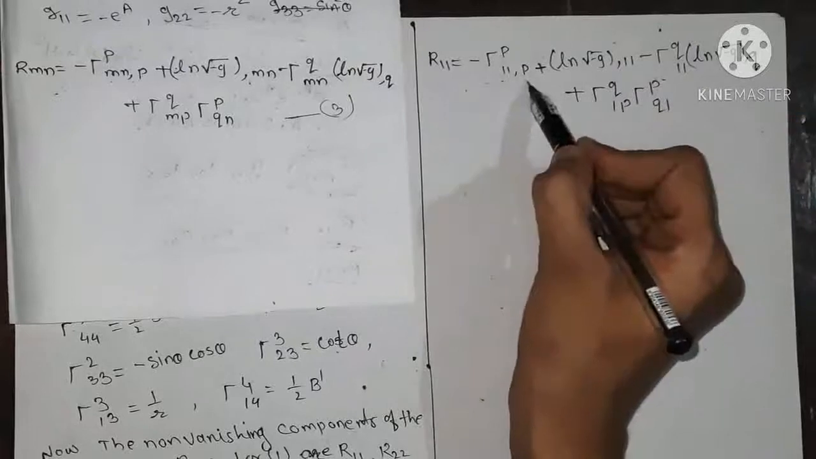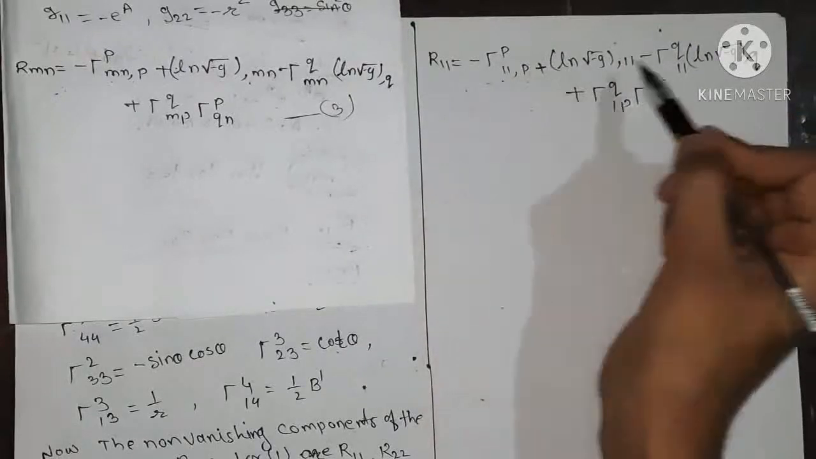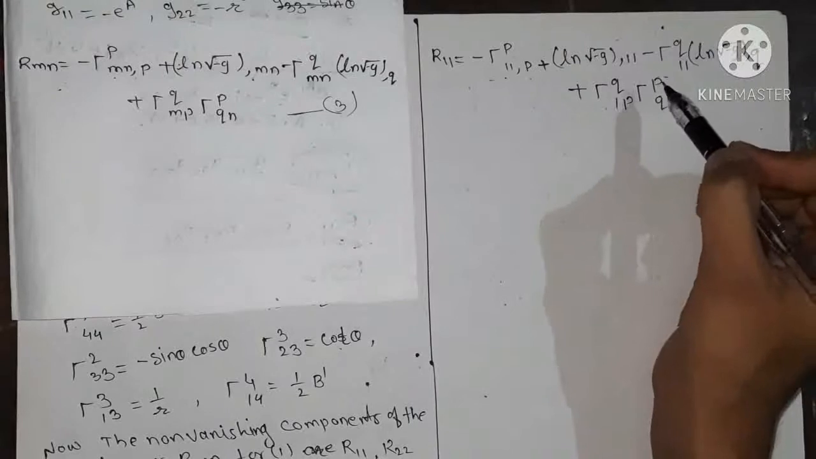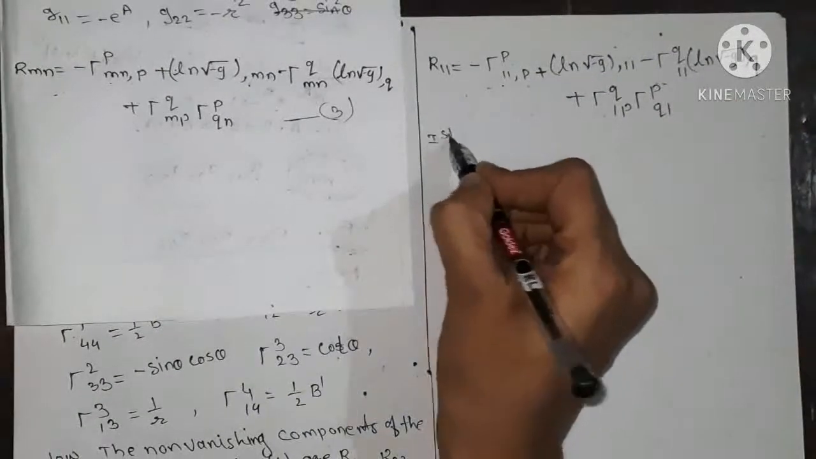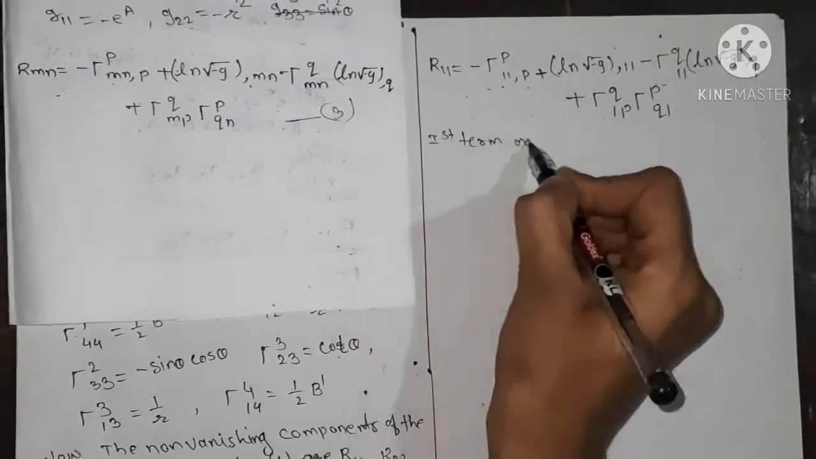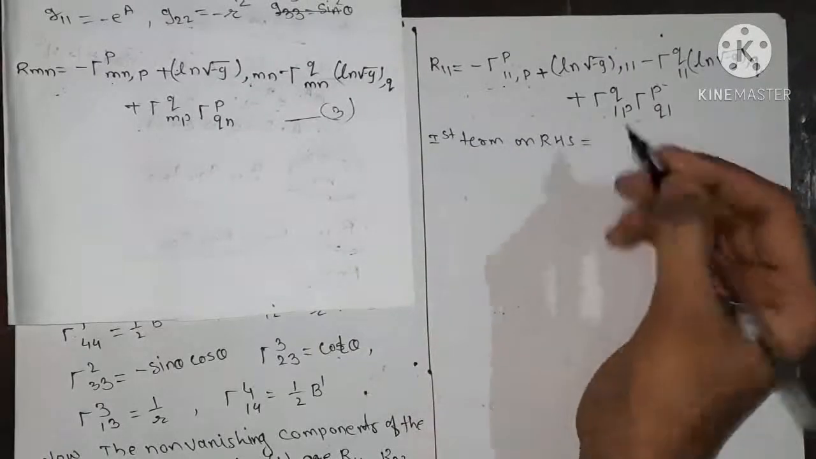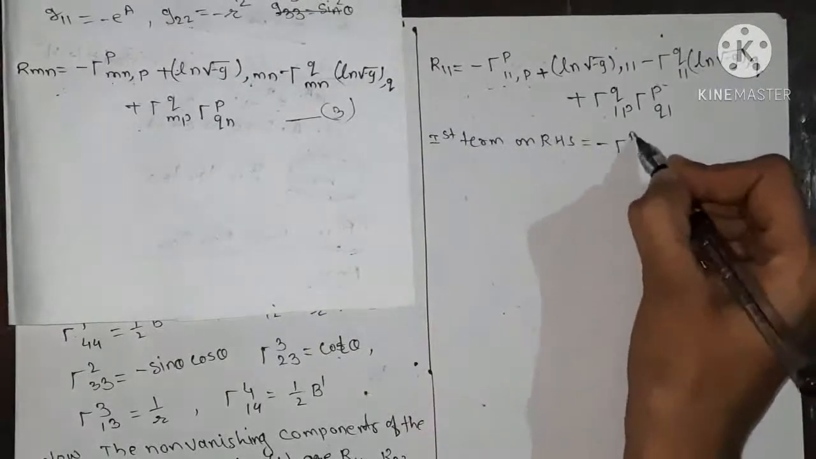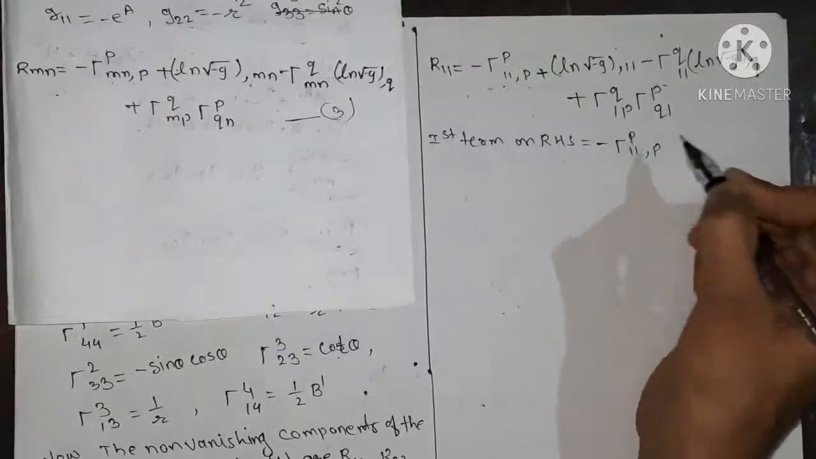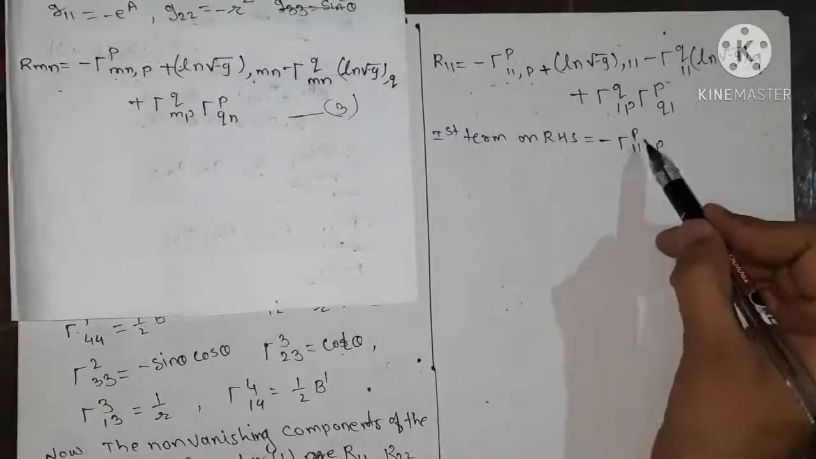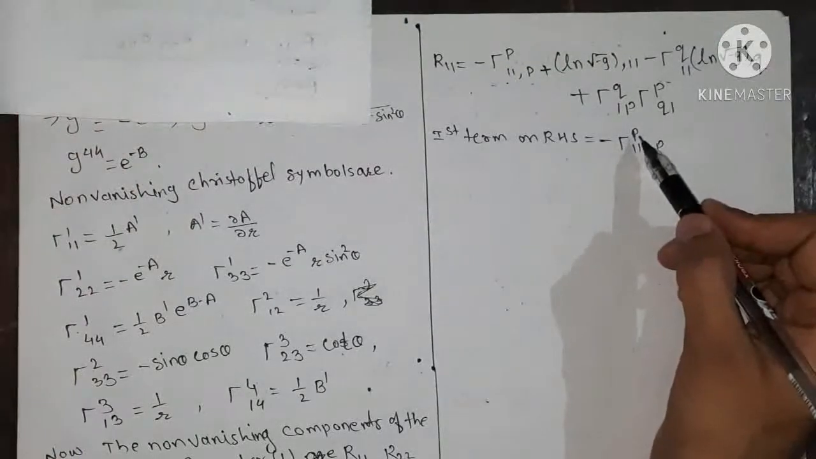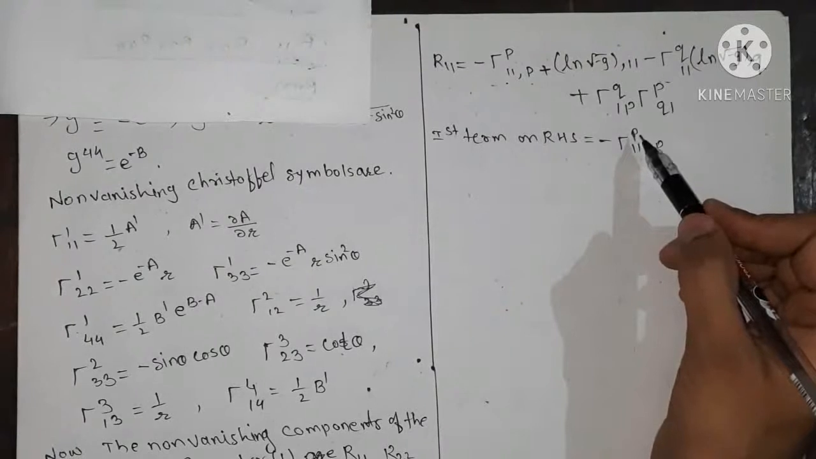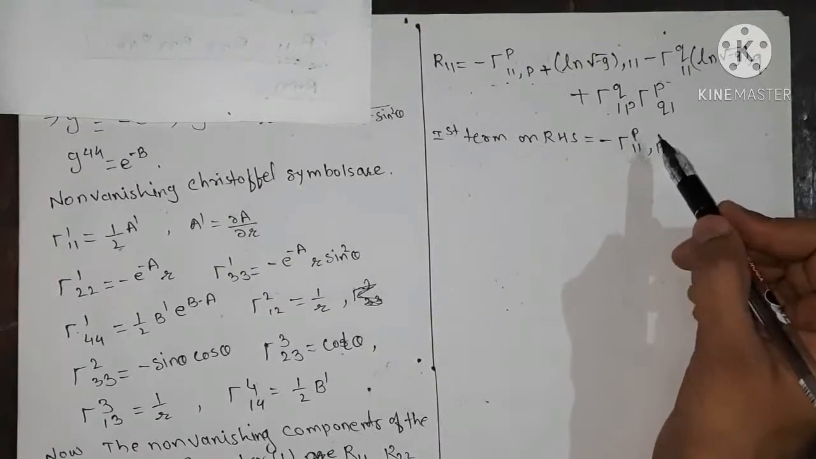So we take the first term, then the second term, third term, fourth term, and substitute after solving all the terms in R11. The first term on the right hand side is equal to minus gamma of p11 comma p. Here p varies from 1 to 4, because we have 4 coordinates x, r, theta, phi and t.